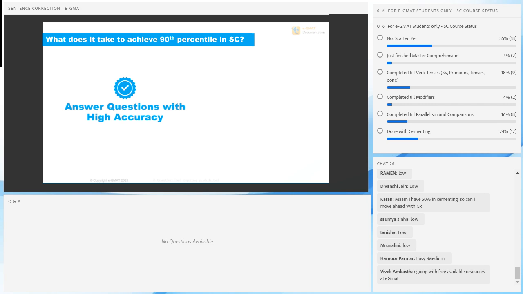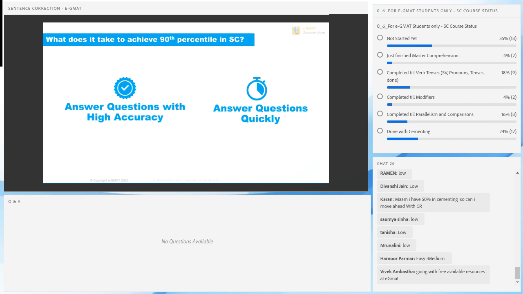It takes, obviously, as I said, answering questions with high accuracy. If you're answering easy questions with 70% accuracy, well, that's not going to cut it. If you're answering medium level questions with 70% accuracy, that's also not going to cut it. You need to be able to answer hard questions with 70% accuracy, at least, if you want to get to that 90th percentile. And for that, you have to have a very solid process. And that's what we're going to be talking about in this session.